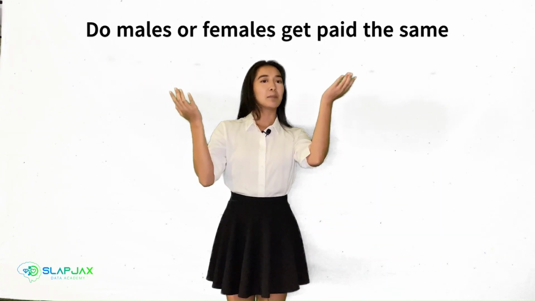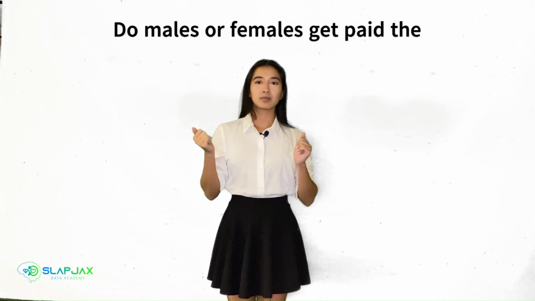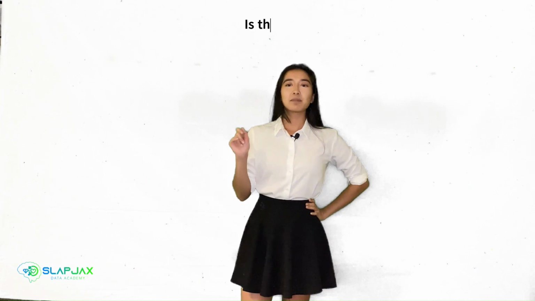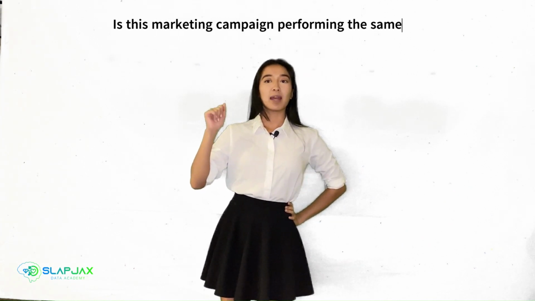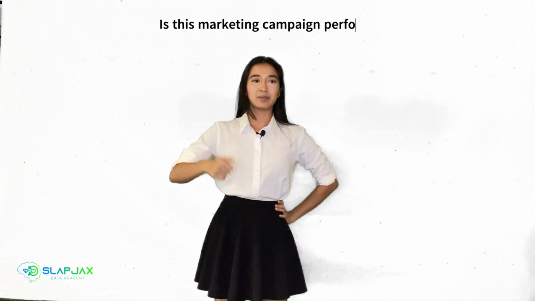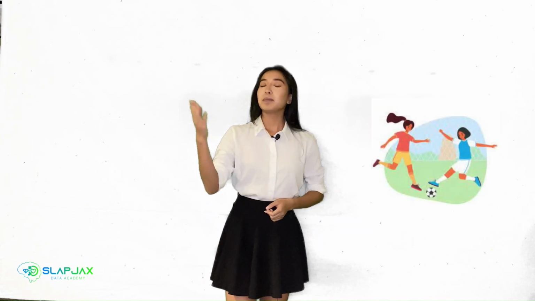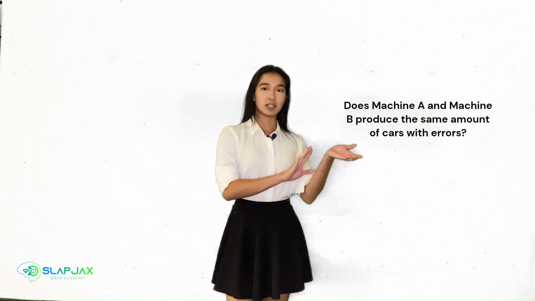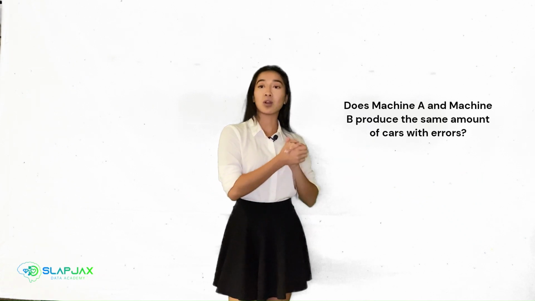Examples of when to use independent t-test are: do males or females get paid the same at this company? Are lions faster than jaguars? Is this marketing campaign performing the same as a different marketing campaign? Is there a difference between people who play sports and people who watch sports in terms of interactions with the sports ads? Do machine A and machine B produce the same amount of cars with errors?